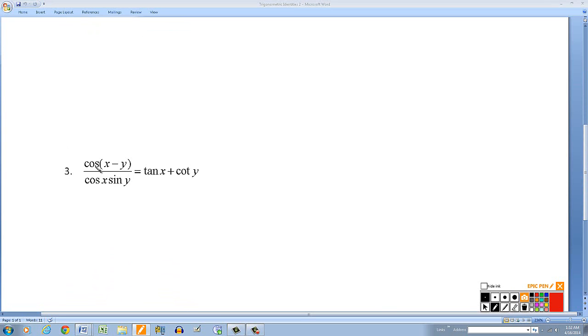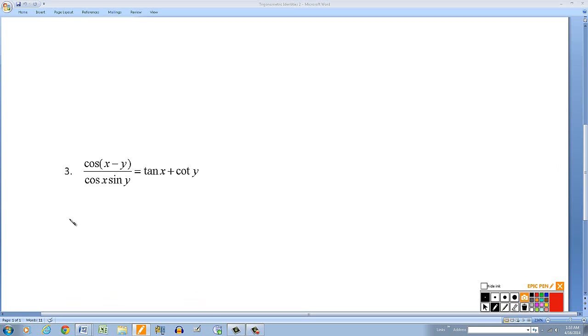Okay, this one here, you could go either way with this one. You could use the formula for the cosine of x minus y. Cosine of x minus y is cosine of x, cosine of y, plus sine of x, sine of y, and then divide through by the bottom term, and you'll find that this answer comes out fairly easy.